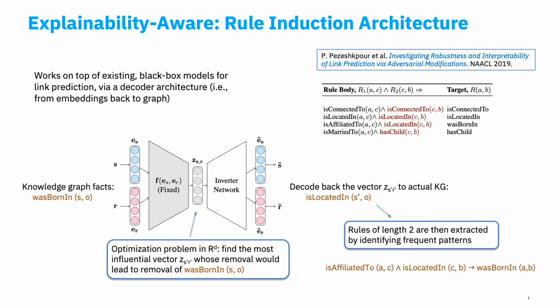Once the most influential nodes are detected, a separate step is performed to extract horn rules of length 2 that correspond to frequent patterns. As the paper states, this step finds simple patterns on subgraphs that surround the target triple and the removed fact, which appear more than 90% of the time. For this example, this may produce a rule such as the one shown here. If A is affiliated to C and C is located in B, then A was born in B. It doesn't mean that the rule is necessarily correct, but rather that it reflects or explains predictions made by the underlying model.